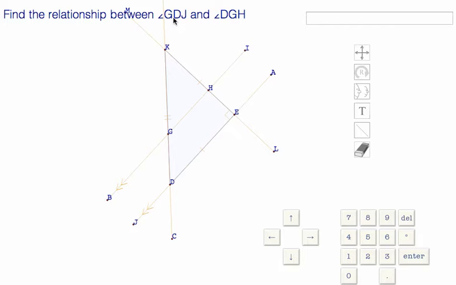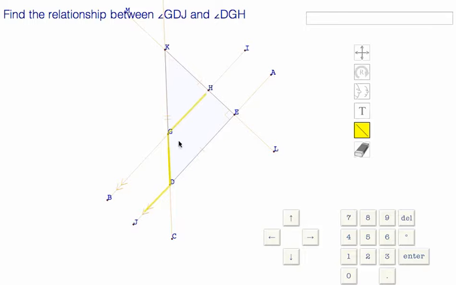All right, find the relationship between angle GDJ and DGH. Okay, so I'm going to click on my line button, and G to D to J. I'm just going to highlight the angle by using my line tool, and D to G to H. So D to G to H.